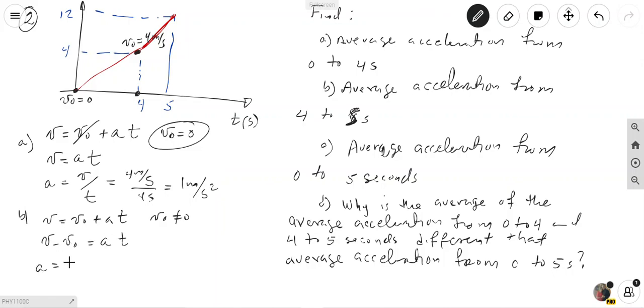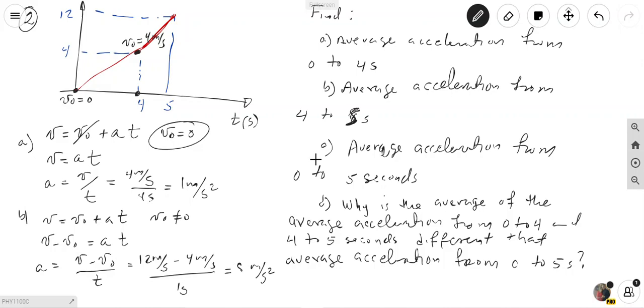So the acceleration is equal to the final velocity minus the initial velocity divided by the time. The final velocity here is 12 meters per second minus the initial velocity, which is 4 meters per second, divided by the variation in time in that interval, which was 1 second. So that gives you 8 meters per second squared. So your acceleration in this second interval, which goes from 4 to 5 seconds, is 8 meters per second squared. So you have an increase of 8 meters per second in velocity in each second.